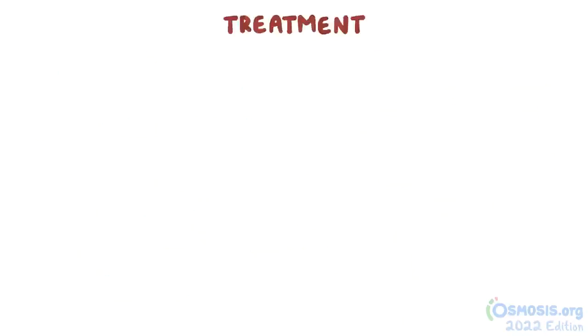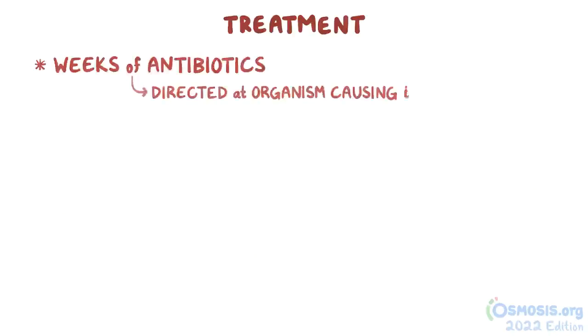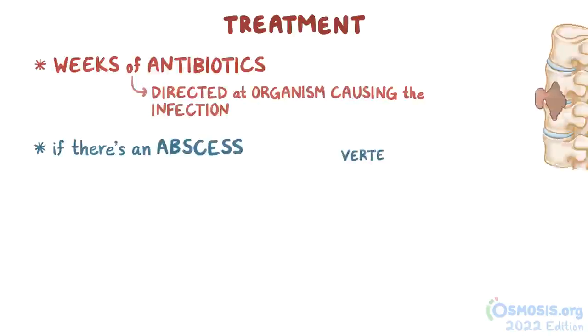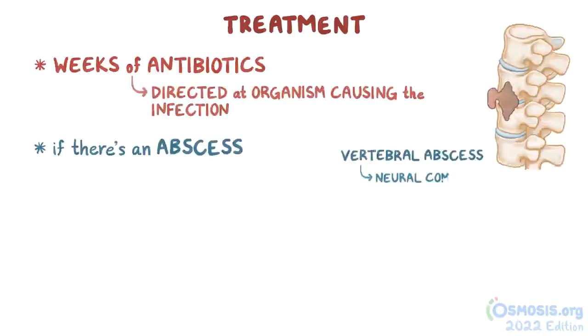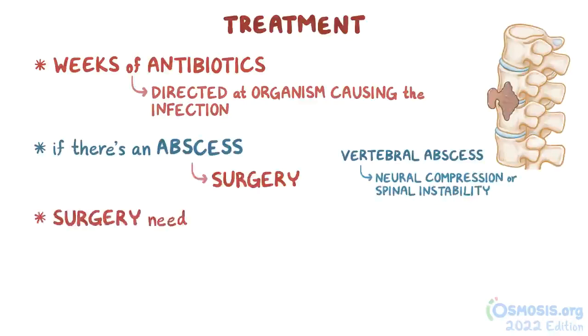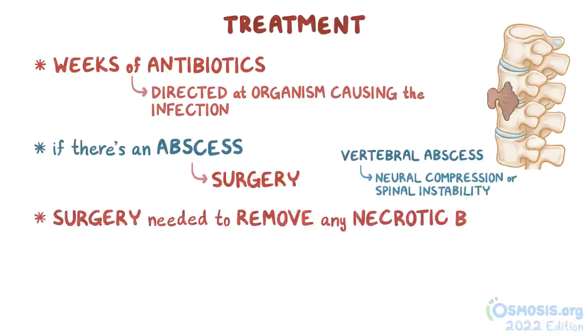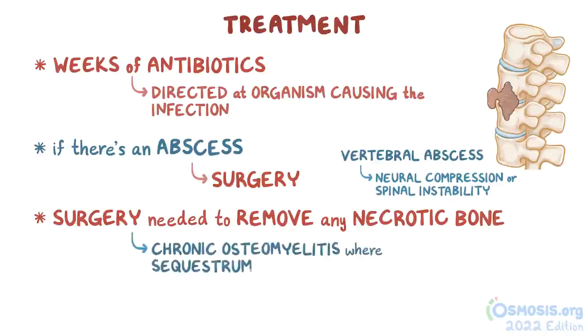Now, treatment typically involves weeks of antibiotics directed at the organism causing the infection. If there's an abscess, particularly a vertebral abscess, causing neural compression or spinal instability, then surgery may also be required. In addition to draining abscesses, surgery is often needed to remove any necrotic bone, particularly in chronic osteomyelitis where the sequestrum has to be removed.